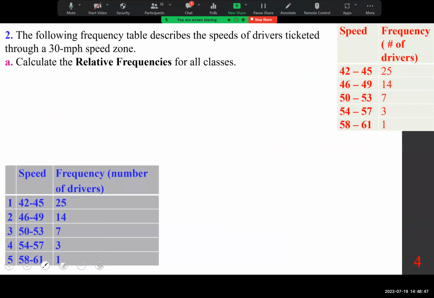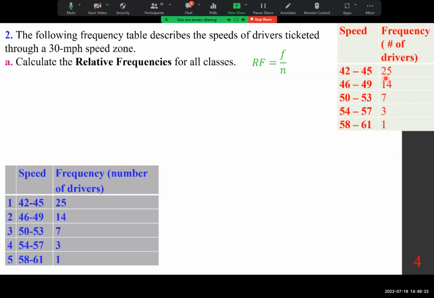The following frequency distribution table describes the speed of drivers ticketed through a 30 mile per hour speed zone. Calculate the relative frequency for all classes. So, as you recall, RF or relative frequency is f over n. So in this case it would be 25 over the total size. In this case, 14 over the total size, 7 over that, 3 over that, 1 over that.